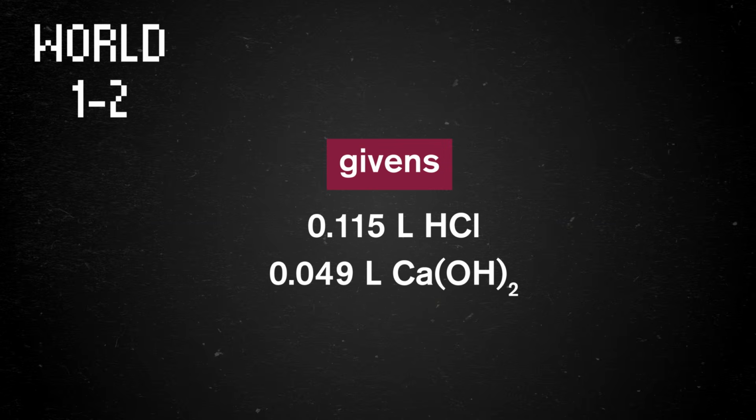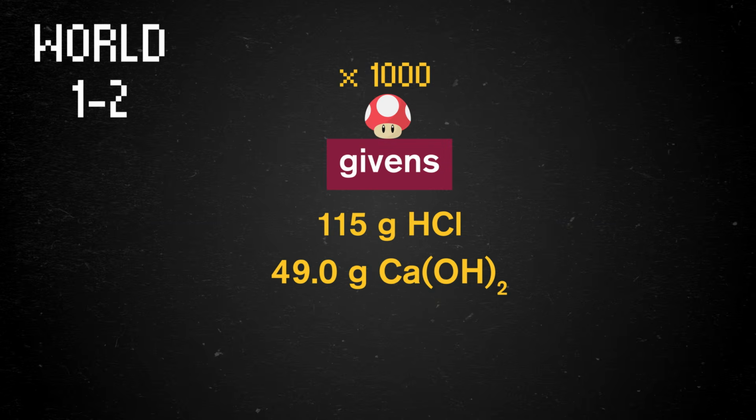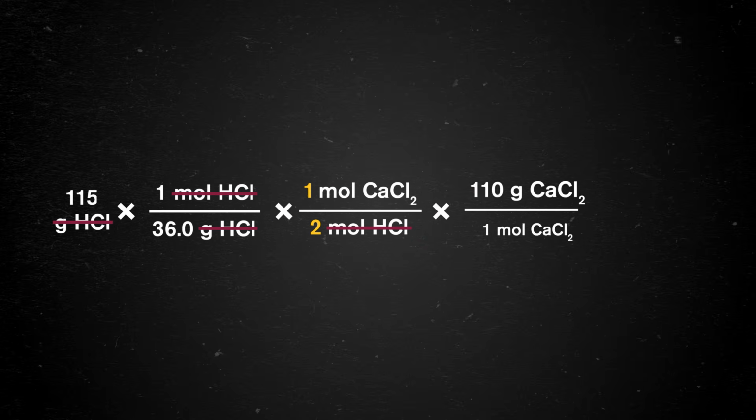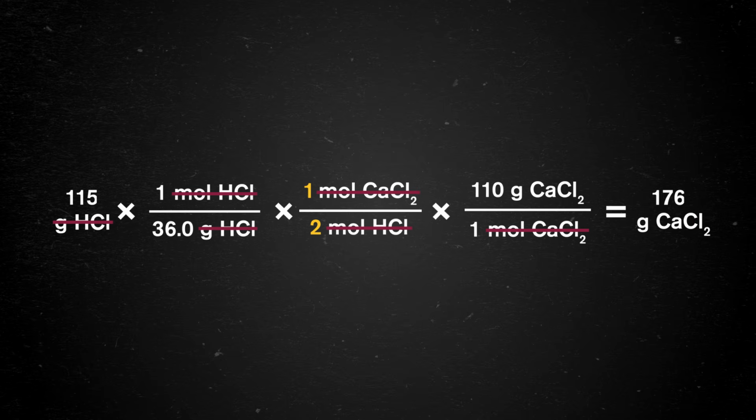Our reactants are liquid, but let's swap liters for grams to make our calculations easier. 1 liter is equal to 1,000 grams, so we'll multiply our givens by 1,000. Now we've got 115 grams of hydrochloric acid, which we can convert to moles using molar mass. We'll use a mole ratio to convert to moles of calcium chloride, and then the molar mass to convert to grams. It looks like hydrochloric acid alone produces 176 grams of calcium chloride.